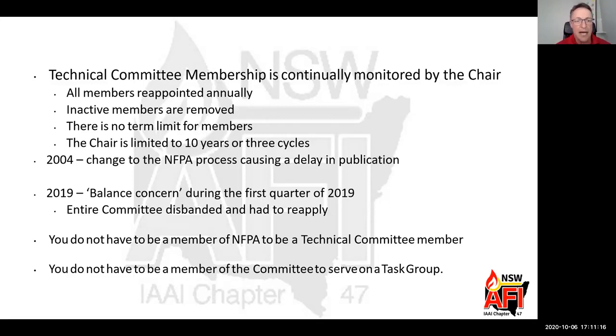But you do not have to be a member of the NFPA to be a technical committee member, and you don't have to be on the committee to serve on a task group, which we'll talk about in a sec. So you can be a part of the committee if you want to. You can apply, and you can also make comments about the document if you feel there is something you want to talk about or change. You can certainly do that.